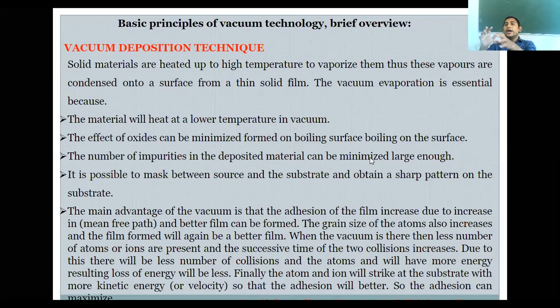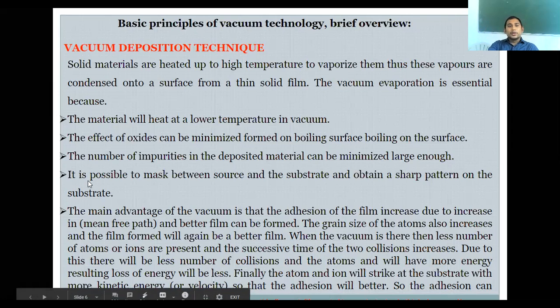It is possible to minimize some kinds of impurities if we simultaneously deposit copper as well as aluminum. We can control how much copper is deposited and how much aluminum is deposited, that ratio, that term. That's why the third point indicates the number of impurities in the deposited material can be minimized. Getting my point?